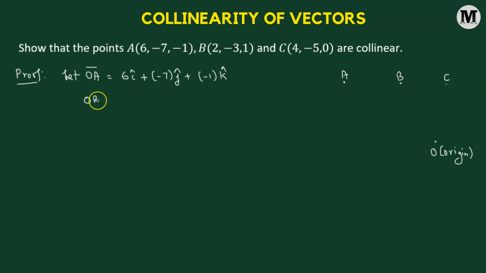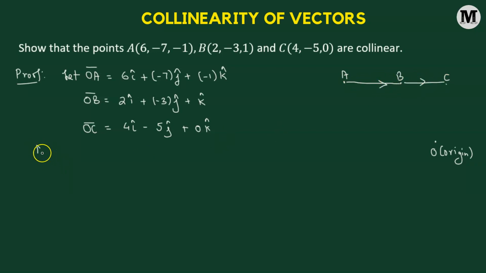Similarly, we can define the position vector of point B, so that's going to be 2 i cap plus -3 j cap plus k cap. And then we have the OC vector. The OC vector is going to be equal to 4 i cap minus 5 j cap, and we have 0 k cap. Now, in order to show that A, B, C are collinear, we'll try to find out the vector AB and vector BC. So let's try to find out the vector AB.